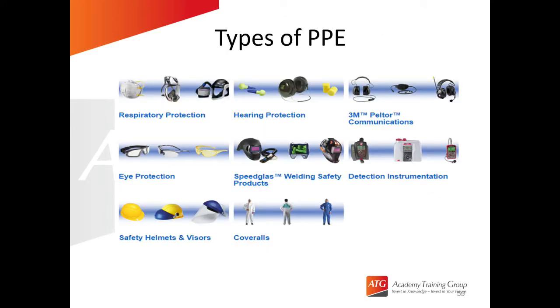And here are examples of some of the types of PPE that we actually have. There you can see respiratory protection, hearing protection, communications, eye protection, speed glass, welding safety products, detection instrumentation, safety helmets and visors, as well as coveralls.